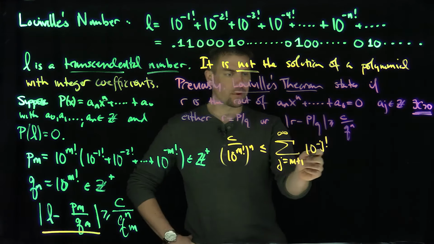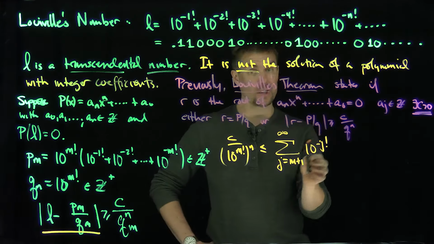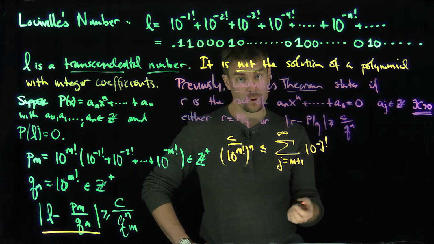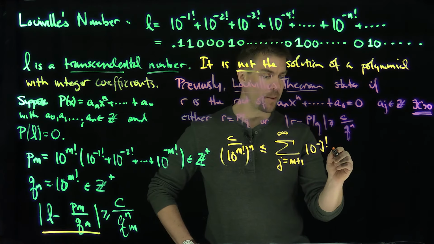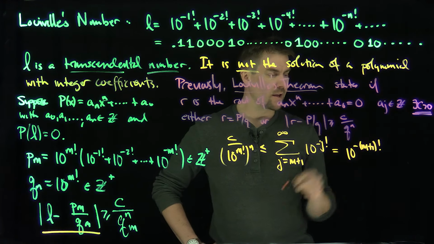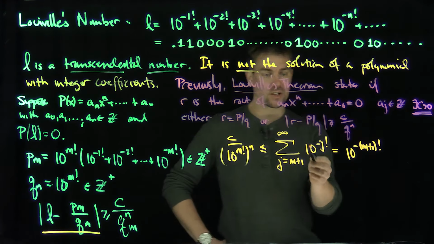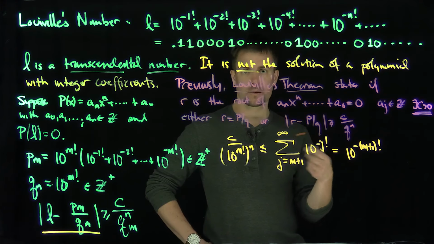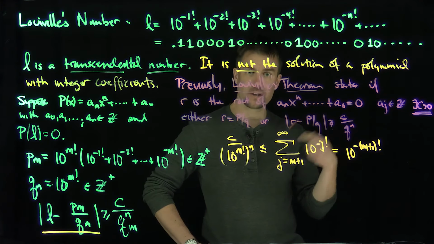Now, each of these terms over here is going to have an m plus 1 factorial, an m plus 2 factorial, m plus 3 factorial, m plus 4 factorial. They all have an m plus 1 factorial in it, so I'm going to pull out a 10 to the negative m plus 1 factorial out of that sum. And then all the other terms are going to be a what? The first term is going to be a 1, the next term is going to be a 1 over 10 to the negative m minus 2, et cetera.